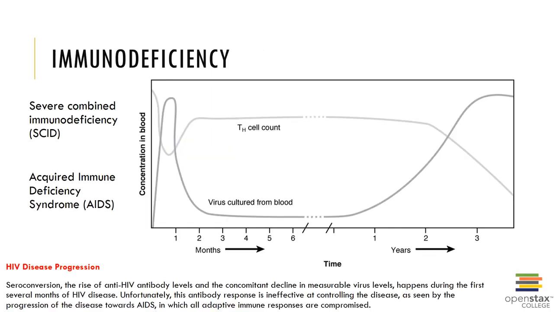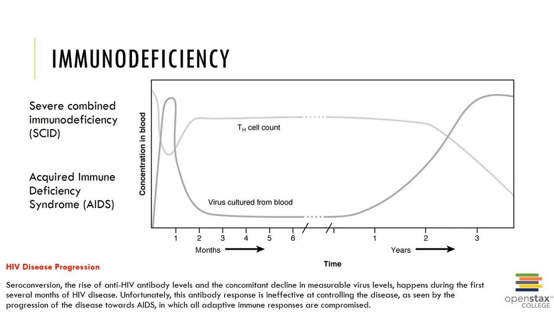Let's first look at immunodeficiency. Immunodeficiency means a deficient number of immune system cells. Severe combined immunodeficiency, or SCID, is a syndrome that is a congenital condition resulting from a genetic disorder leading to deficits in both B and T cells.